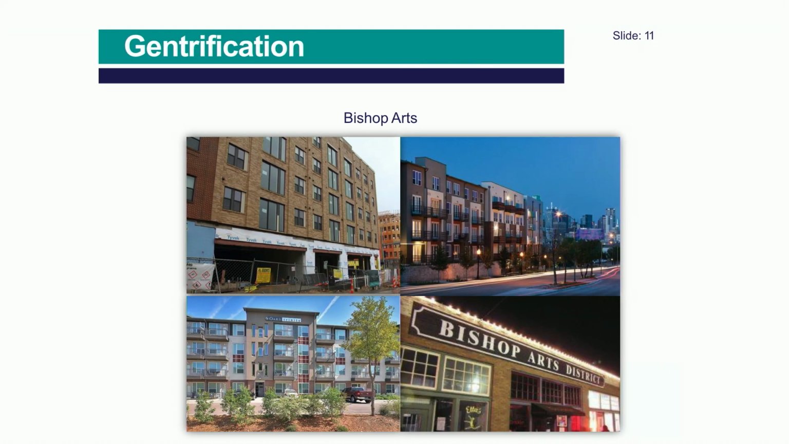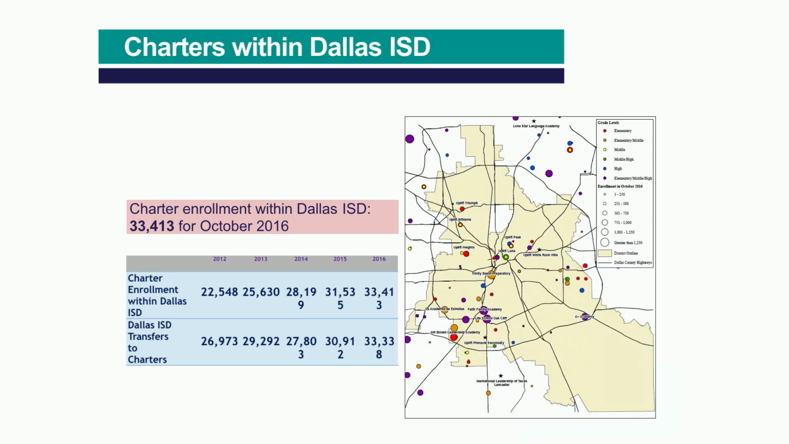Gentrification, so come over to my area near the Bishop Arts, and if you haven't been there a while, you'll be amazed. It's really changing. It's almost unrecognizable now from what it was just a few years ago. But this is happening across the city, and what's happening is affordable housing, especially apartment buildings, are being torn down. This is where our families are living, and so they're being displaced, and beautiful new apartments and homes are going in, but they're not a place where students typically live.